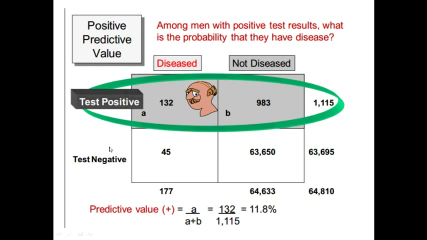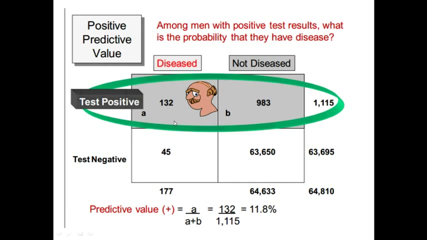So if I have to calculate the positive predictive value, what I'm trying to look at is, from amongst all those men who have got positive test results. So my denominator for this would be all those who are tested positive. So I look across, that is A plus B. That's 1115 in this given example. Of all these men who were tested positive, how many actually have the disease?